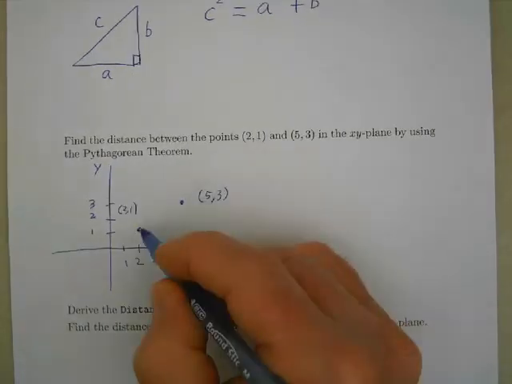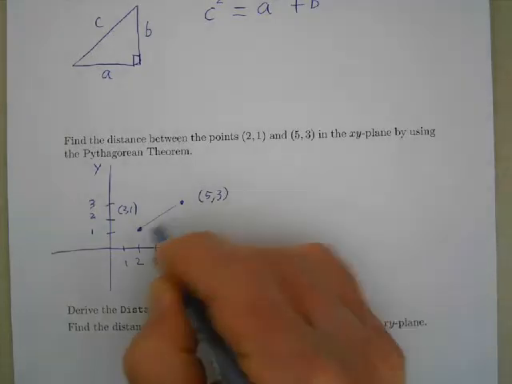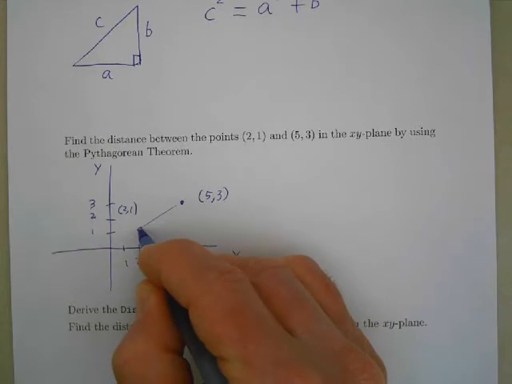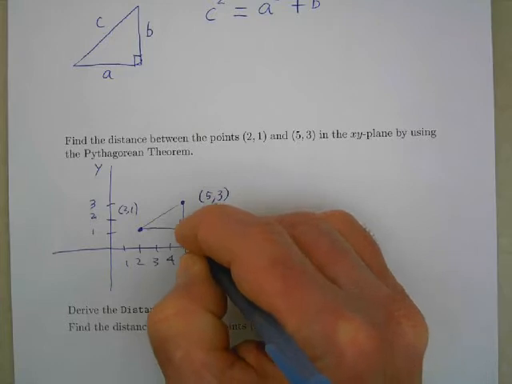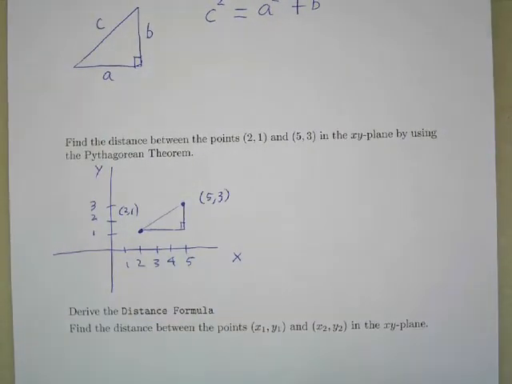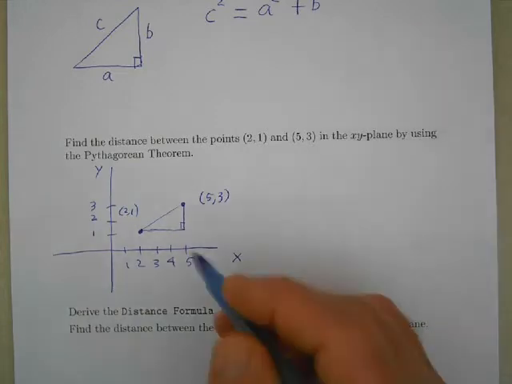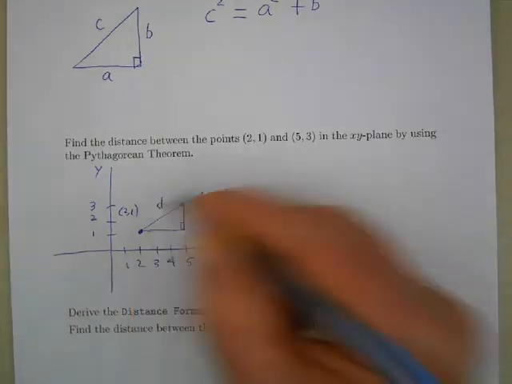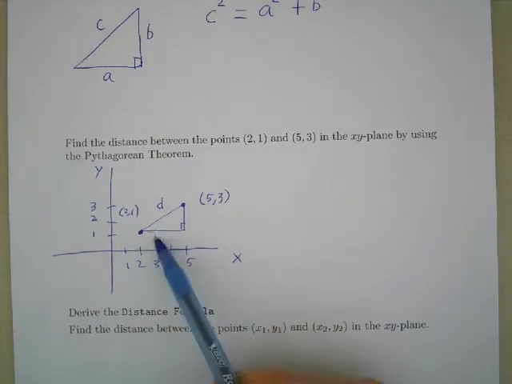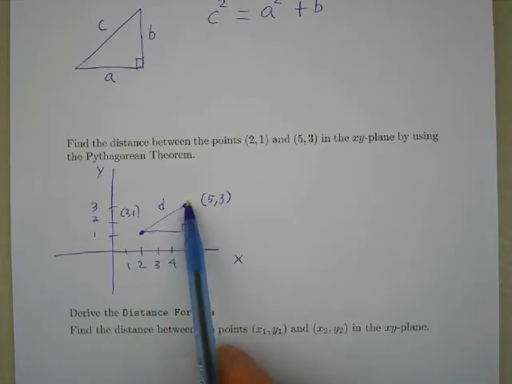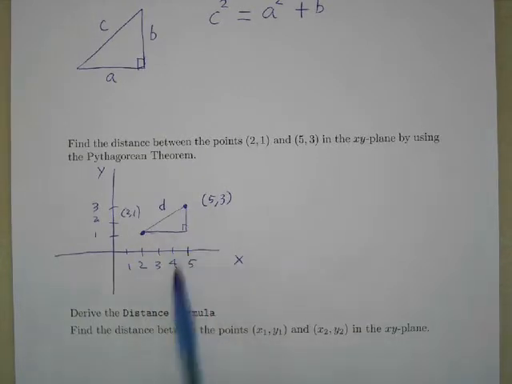So we can construct a right triangle. We connect the 2 points with a straight line segment, and then we also connect horizontal and vertical line segments to form a right triangle. And the hypotenuse of this is the distance between the 2 points. So I'll label it d for distance. And then we can find the lengths of the horizontal and vertical sides of this right triangle.